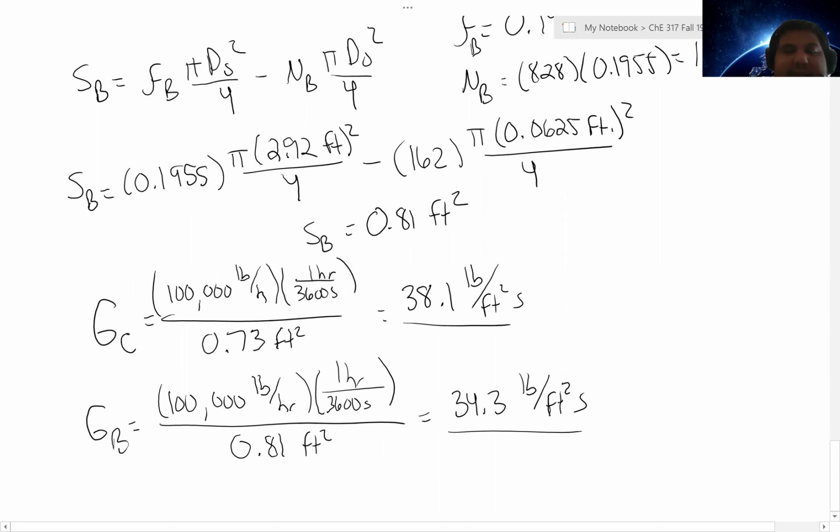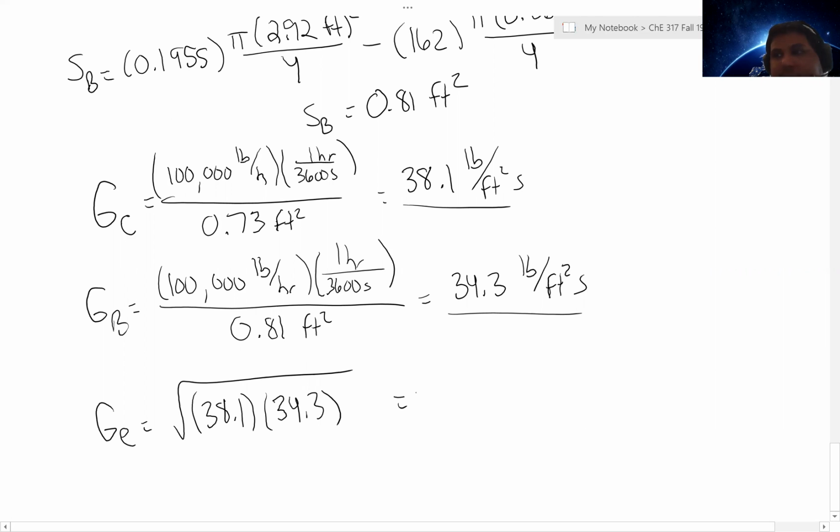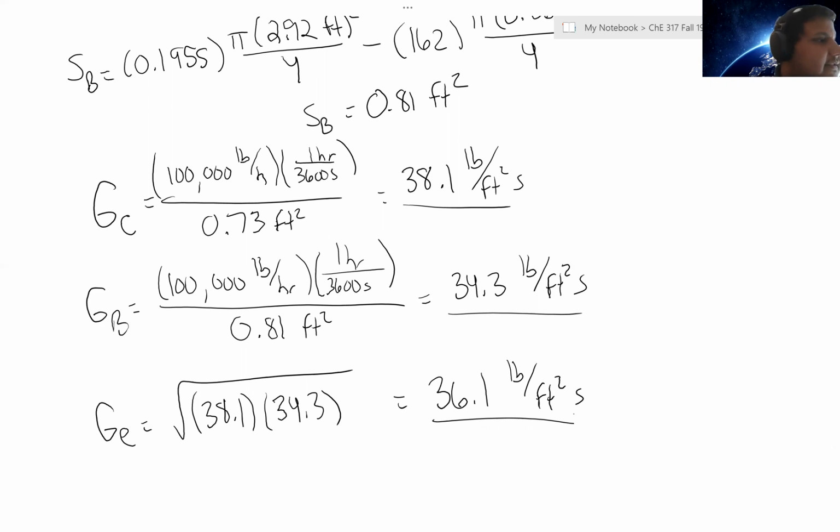Which means with these two mass velocities, we can solve for our effective mass velocity as the square root of 38.1 times 34.3, or 36.1 pounds per feet squared second. Now, we do all this just so we can find our Reynolds number.